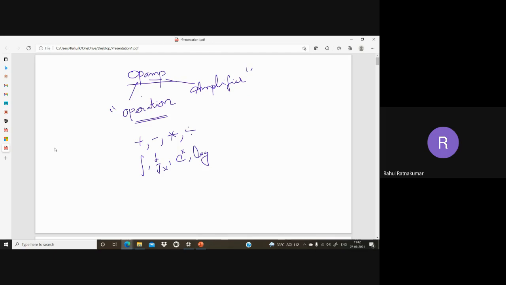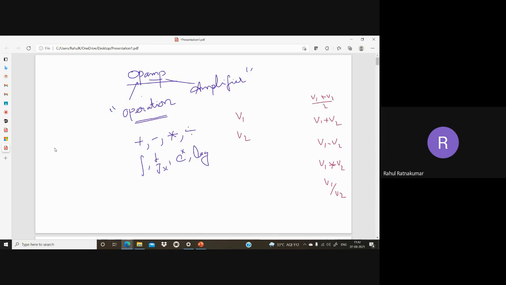For example, you have two voltages, V1 and V2. You need to add them, so the output is V1 plus V2, or we have to subtract them, V1 minus V2, or multiply them, V1 times V2, or divide them, V1 divided by V2, or we may have to average them. That's much easier. Averaging is V1 plus V2 divided by 2. So these are different operations, right?